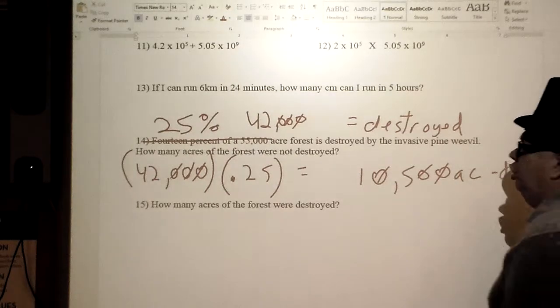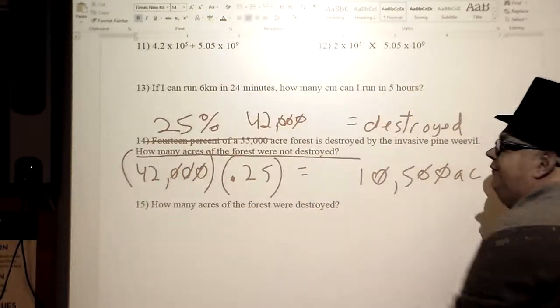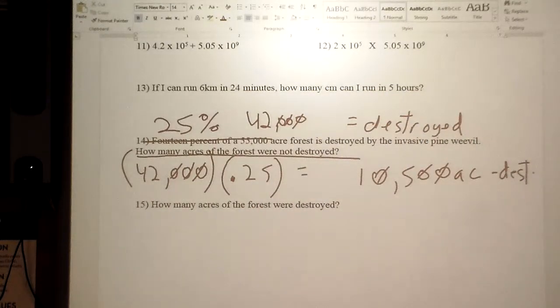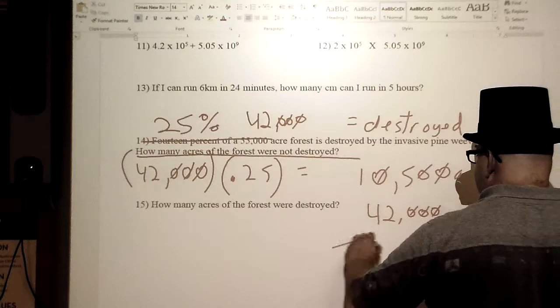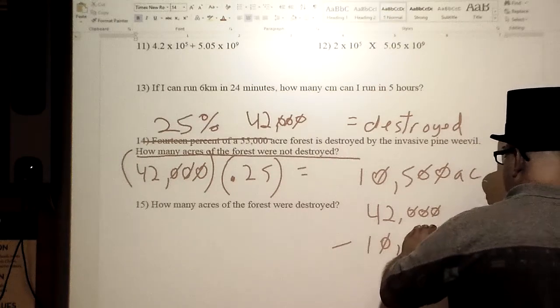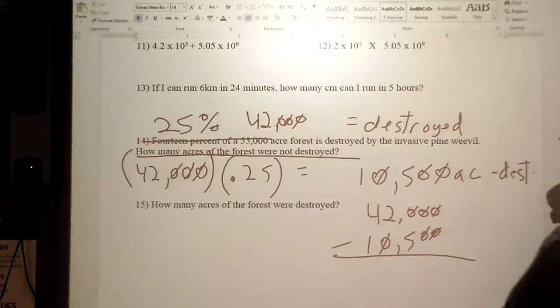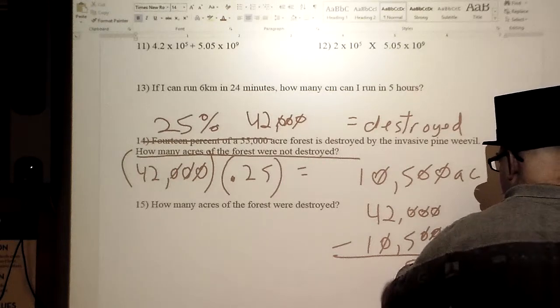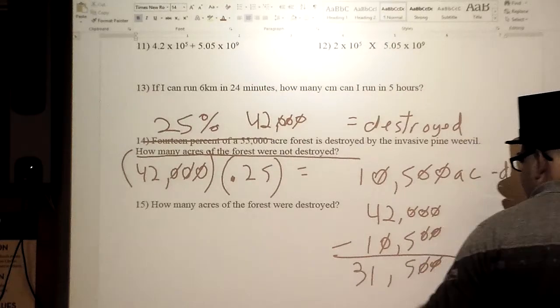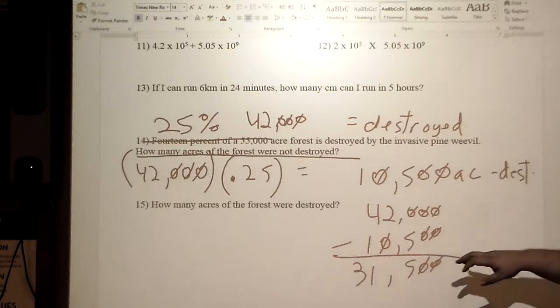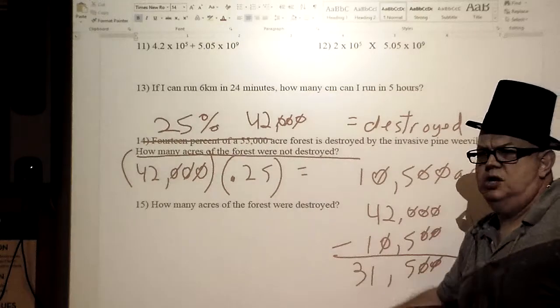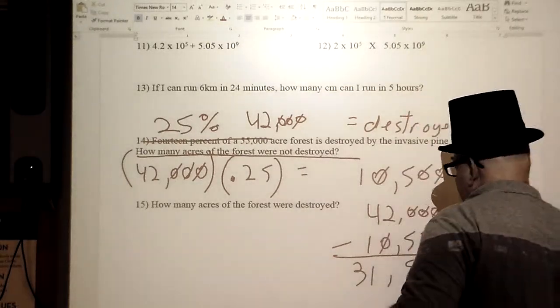Now look at what the problem's asking. It says, how many acres of the forest were not destroyed? So that means you take the total acreage of 42,000 and take away 10,500. That will leave you with 31,500 acres that have not been destroyed. How many acres of the forest were destroyed? We already figured it out. That's 10,500 acres destroyed. So we answered those two questions using this system.